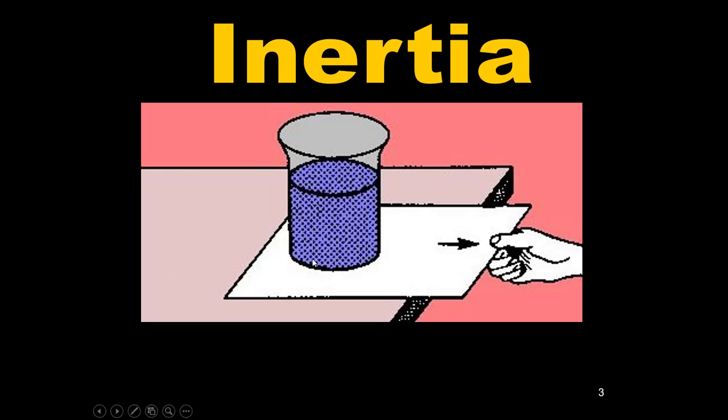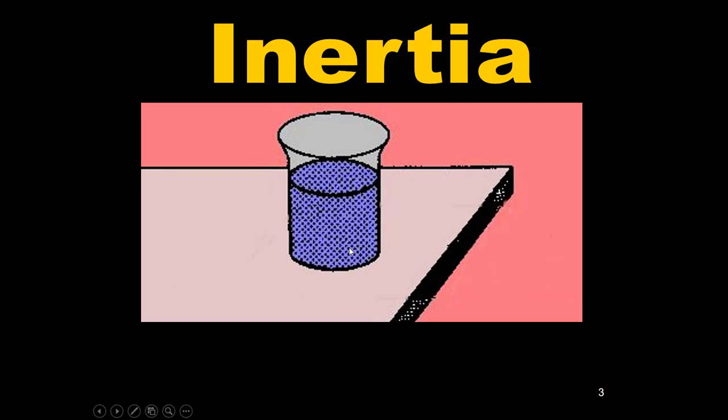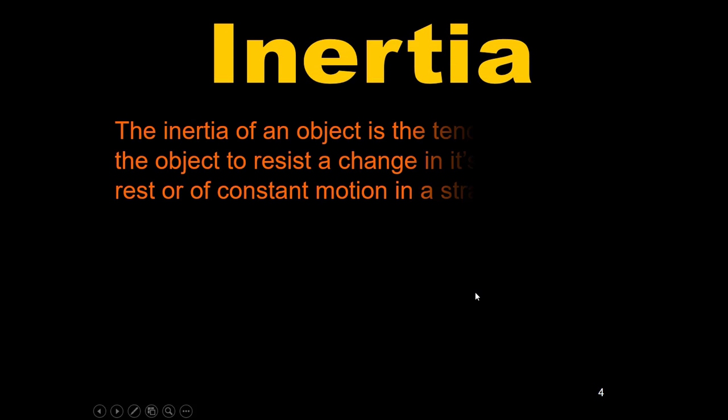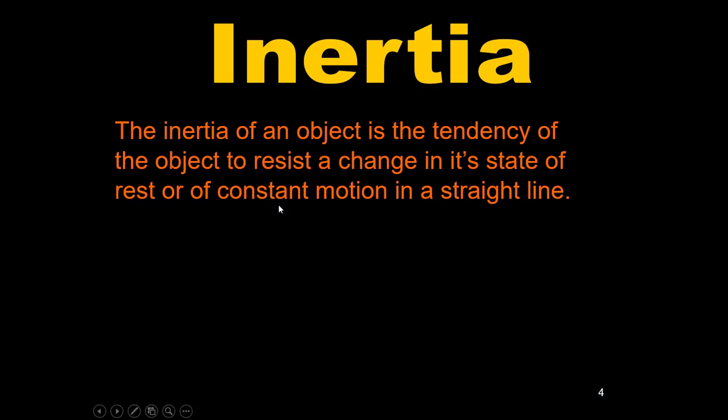A very good example of what we can do here is if we put a glass of water or something on top of a table, with a piece of paper under it, and we rip that piece of paper out, the glass will stay where it is. Now, inertia is the property of matter which maintains an object's state of rest or its motion in a straight line, and we call this inertia. So, the inertia of an object is the tendency of the object to resist a change in its state of rest or of constant velocity in a straight line. Inertia is measured in kilograms.